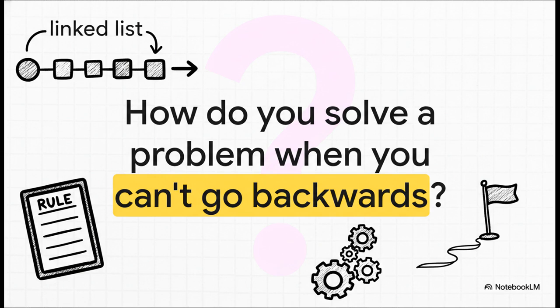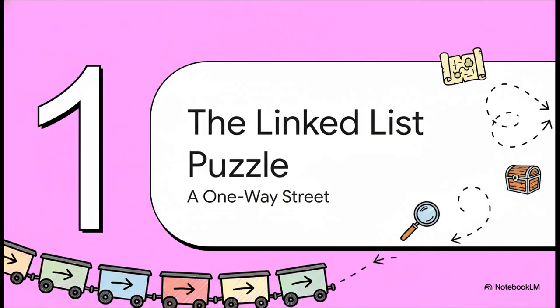So before we jump into our first problem, let's make sure we're all on the same page about the rules of this particular one-way street. I want you to imagine you're on a scavenger hunt. Each clue you find only points you to the next location. There's no map, there's no going back to the last clue. Or think of it like a train. You can only move from your car to the next one, forward, forward, forward. That, in a nutshell, is a singly linked list.